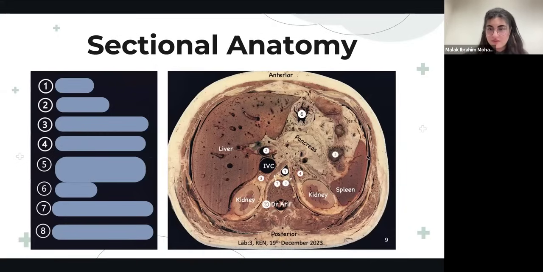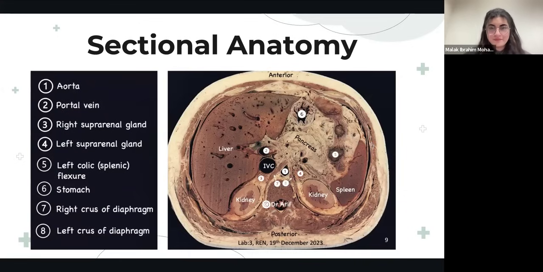Do you want me to show you the answer now? Okay. So 1 is the aorta. And then 2, you have the portal vein. A bunch of you guys said duodenum. It's actually the portal vein. You did get it right because it's coming straight from the liver. So it's the portal vein.